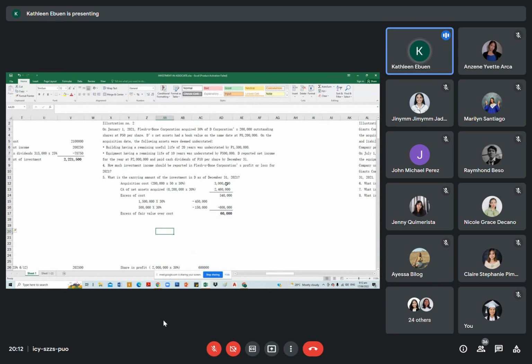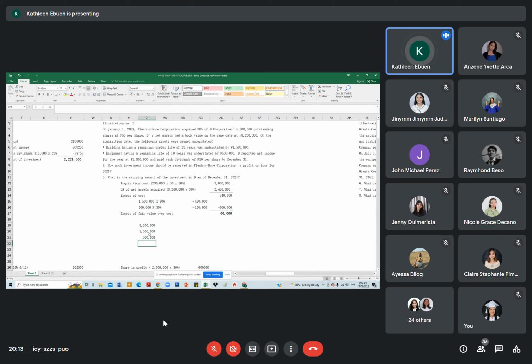Yung acquisition cost natin, di ba, 3 million. Magkano yung binibili natin talaga? May book value daw siya na 8.2 million, tama? Tapos daw, understated daw yung building ng 1.5 million. So, therefore, add natin yan sa net assets. Pati daw yung equipment understated ng 500,000.